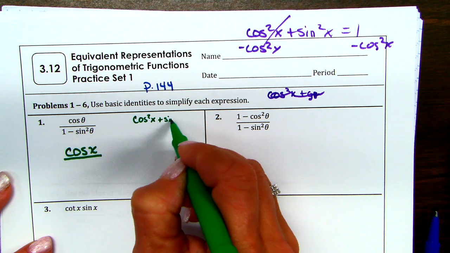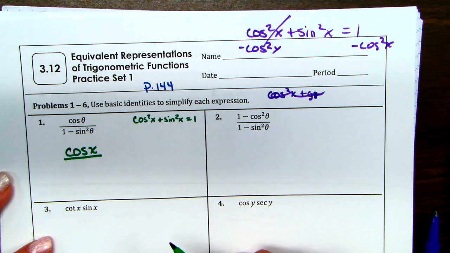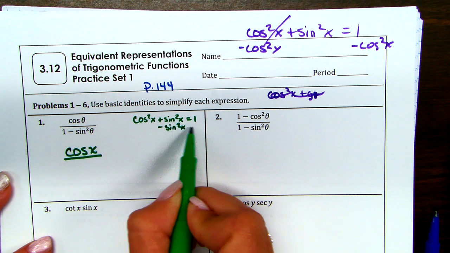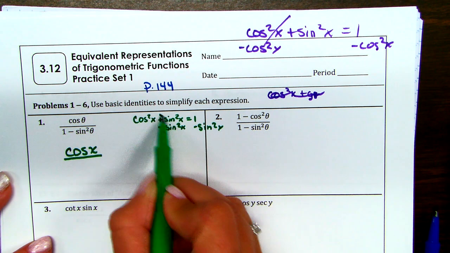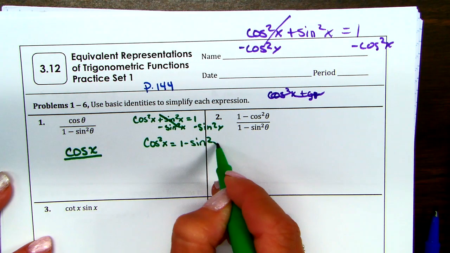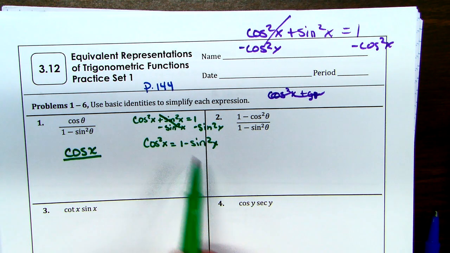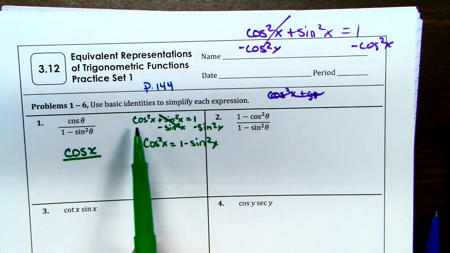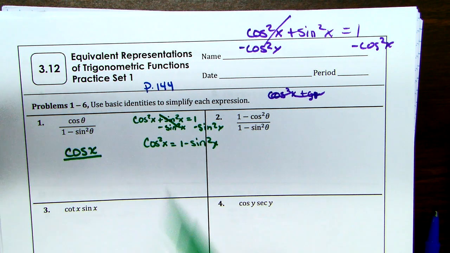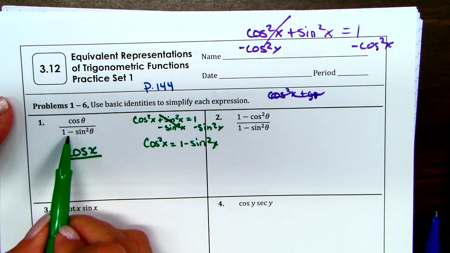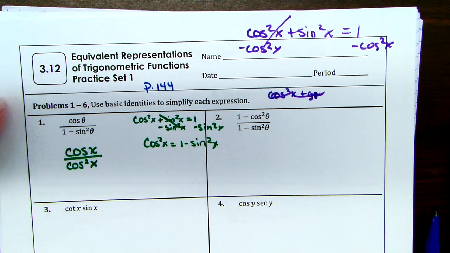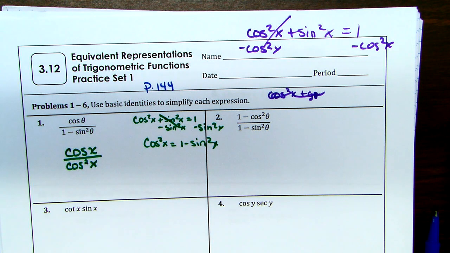Let me try again. There's the original one. And if I isolate the cosine squared, that's what we just did on that other page, I would get cosine squared x equals 1 minus sine squared x. Do you have to do that work just to know that? I don't think so. Again, if you know the original equation, you just can see if I subtract sine squared x from both sides, I would have 1 minus sine squared x. 1 minus sine squared x is the same as cosine squared x. Okay?